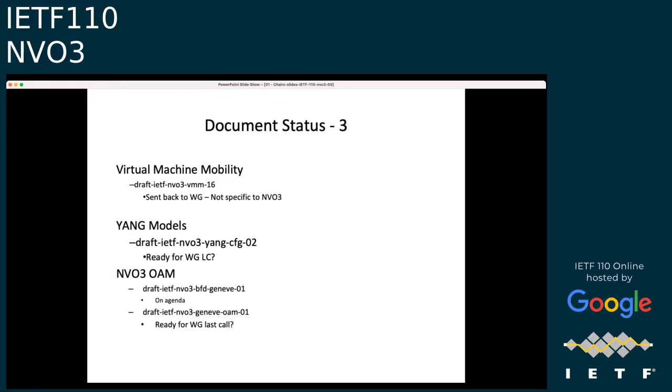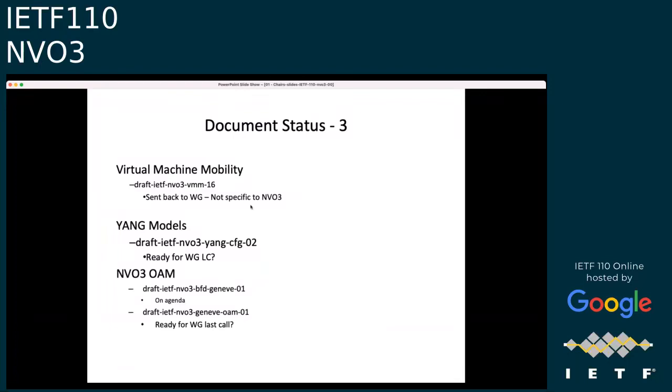Yang models. So we have a configuration model for NVO3. I believe there's also a Yang model for Genève as well, which isn't listed on here. Sam, I think you were looking at shepherding these drafts. Do you want to say anything? Yes, that's correct. So I have received email from the authors yesterday. I have two action items for that. The first one is I will have to get review comments from Yang doctors, and I'll also try to prepare for issuing the last call. Okay, great. Thank you.